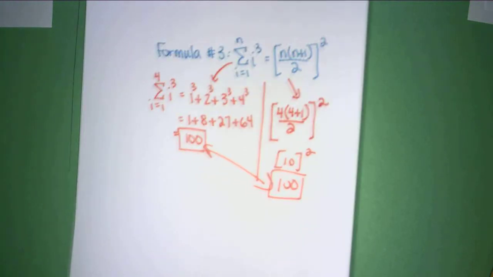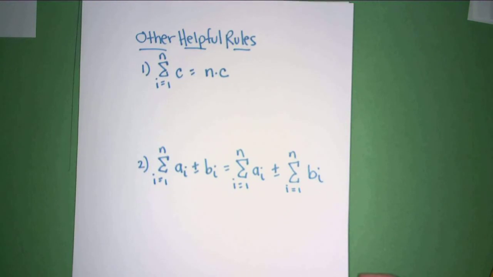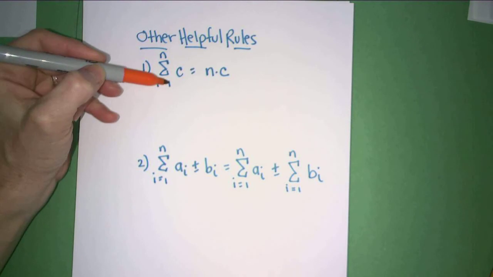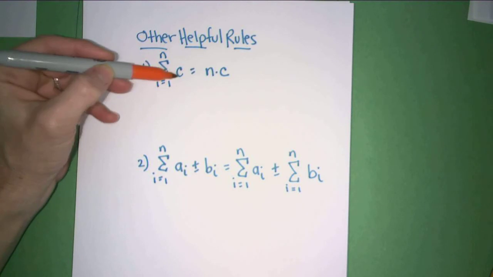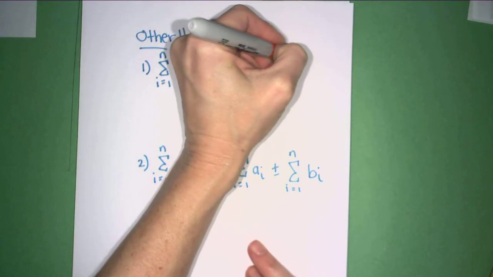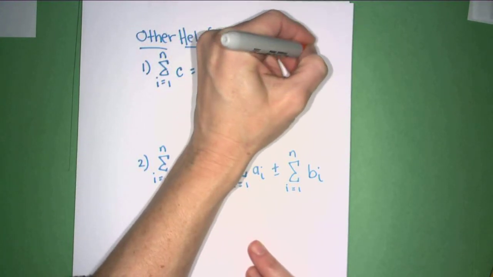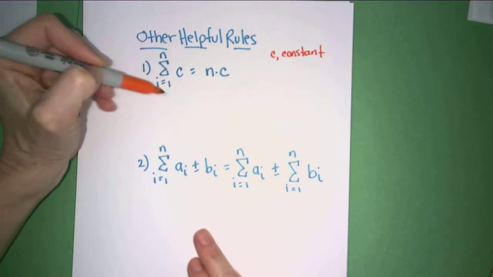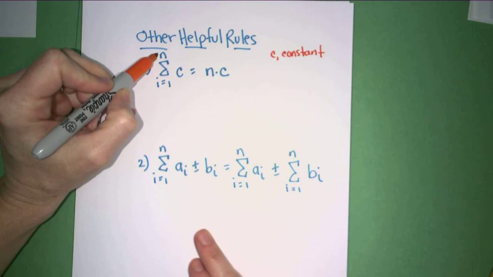Okay, last but not least for this mini lesson on sigma, there are 3 other helpful rules I need you to memorize. And again, I'm going to show you how these rules work by example. The first is, if you have a sum from I equals 1 to n of a constant, so this c right here, we should note that c is a constant. You can actually replace this whole side by just multiplying n times c.